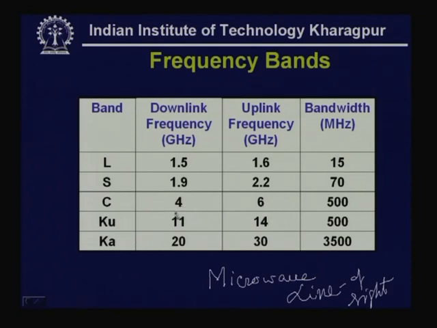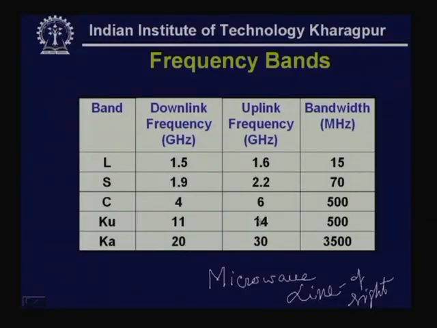Then these bands are gradually becoming congested, and presently Q band is widely used, and the Q band has downlink frequency of 11 gigahertz and uplink frequency of 14 gigahertz, around that. And then once the Q band gets exhausted or fully utilized, we have to go for Ka band, which is in the range of 20 gigahertz for downlink and 30 gigahertz for uplink, and which can give you very high bandwidth, 3500 megahertz. So, we find the frequency bands, and as I mentioned, in all cases it is line of sight communication and it is in the microwave frequency range.